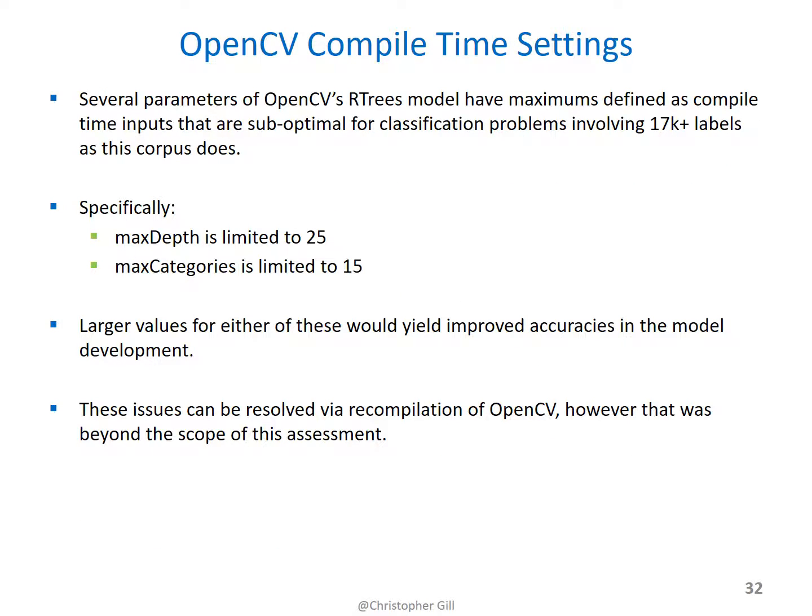As mentioned during the results analysis, we ran into compile time settings which were artificially limited to 25 and 15 for max depth and categories respectively. Larger values of these seemed like they would increase model accuracy of the random trees model. However, we were unable to test recompiling in the time allotted for this project.